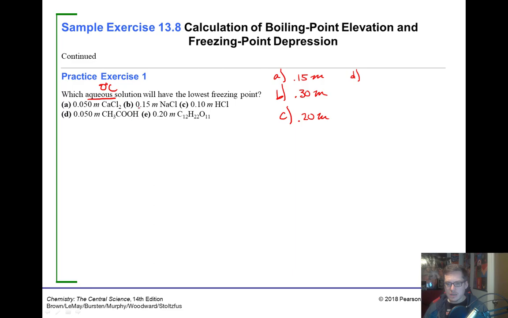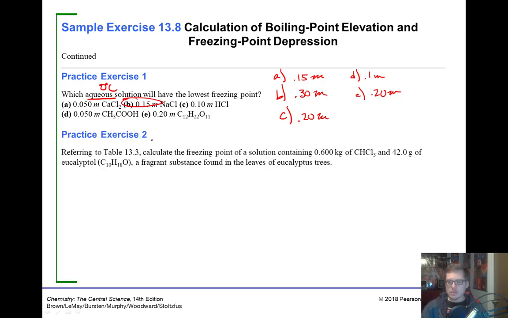You got your acetate, and then that hydrogen will break off. So you get 0.1 molal. And then finally your E, well, this is glucose, and so it won't break up at all because it's organic, and so you get 0.20 molal. So the one that has the biggest molality is going to be the one that provides the biggest change, and so that's B. That's the 0.3 molal. So there's your answer there.